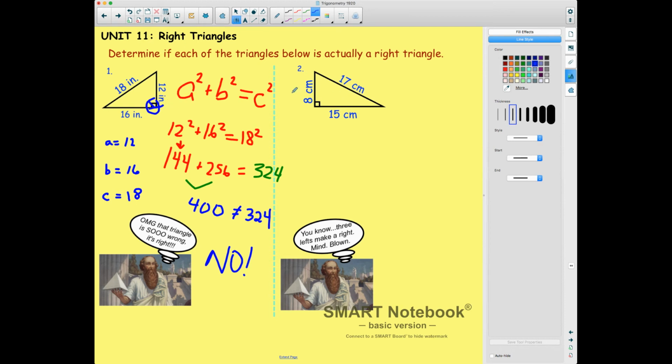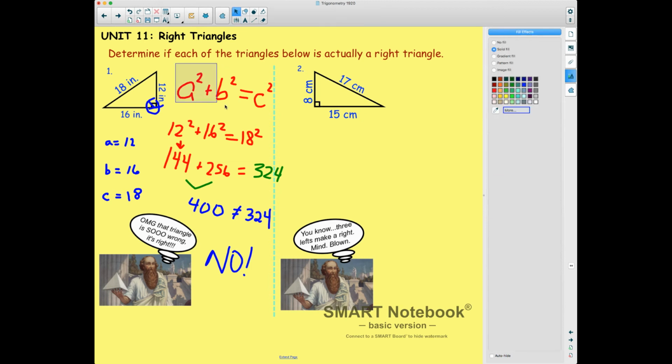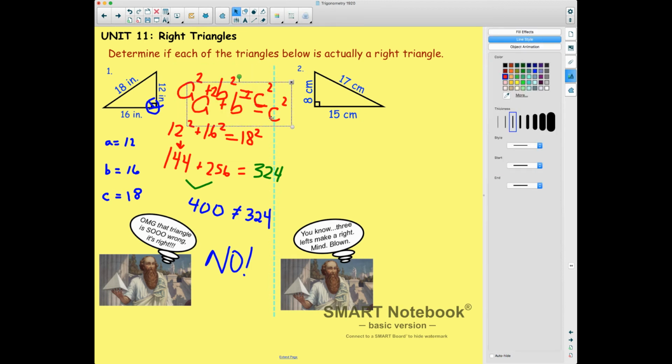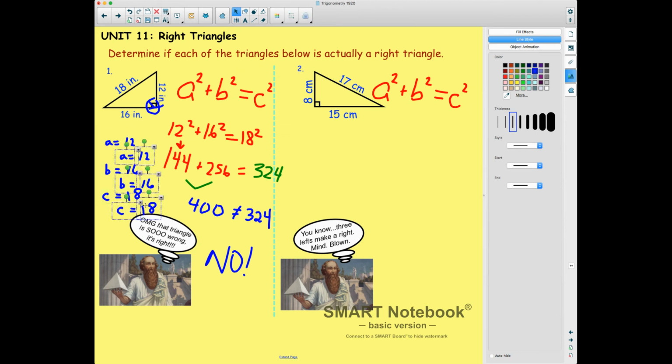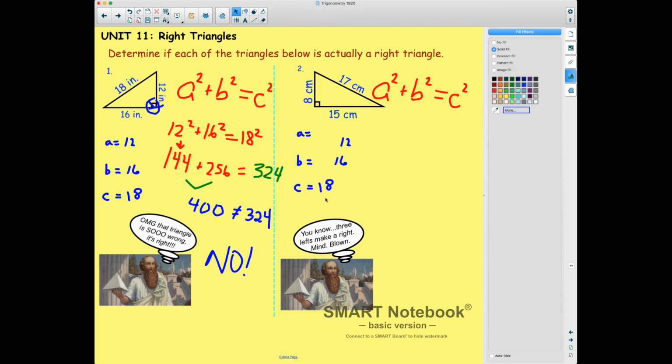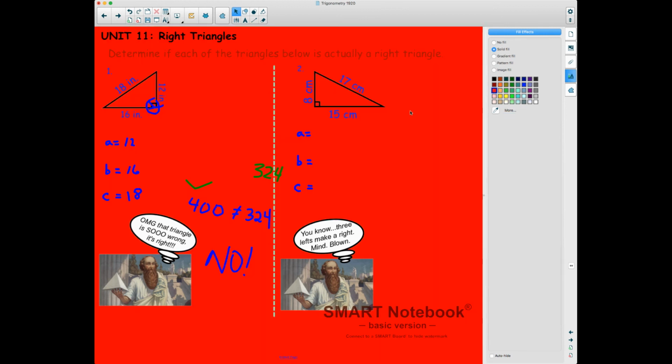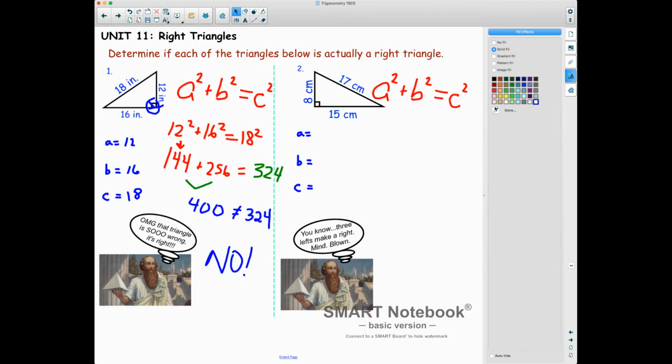All right. Next, samesies. We're going to do the same thing to start out. The formula is A squared plus B squared equals C squared. We should identify the three sides, A, B, and C, but they're not these numbers anymore, so I'll get rid of those. Right now, we're dealing with a 15 centimeter leg, an 8 centimeter leg, and a 17 centimeter hypotenuse.